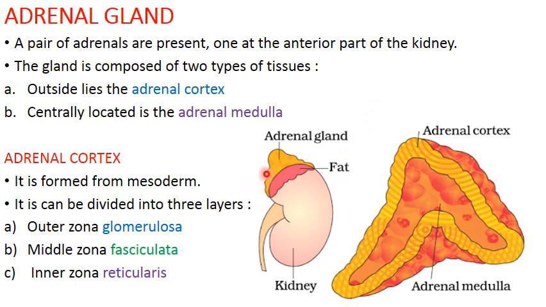So as you can see in this diagram, ये kidney है और इसके tip पे ये triangular shaped gland है, that is called the adrenal gland. And if we make a cross section of this gland, so this is the diagram of the cross section of this gland, we will find that it can be divided into two types. Outer will be adrenal cortex and centrally located will be adrenal medulla.